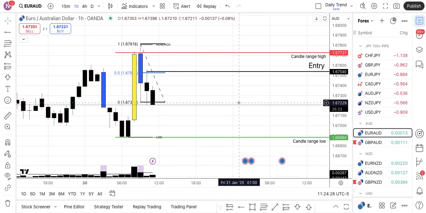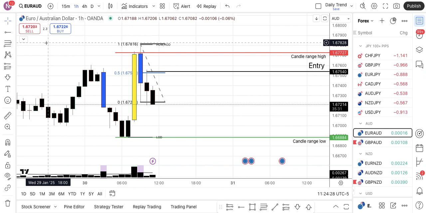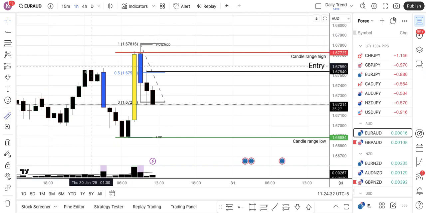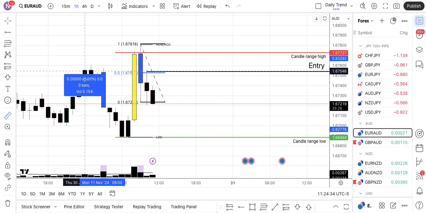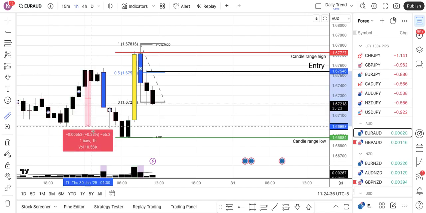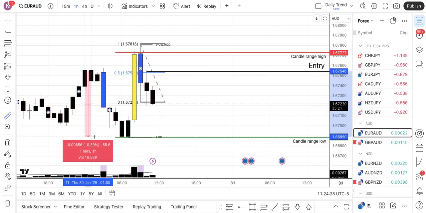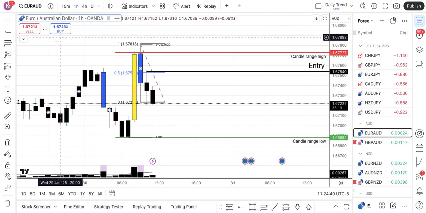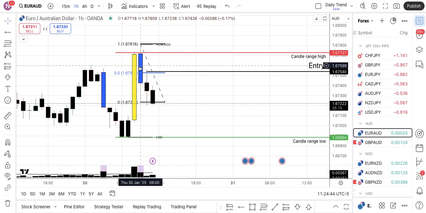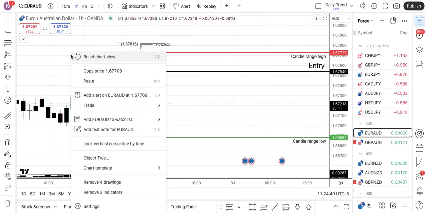Obviously, I missed it. I'm not going to chase this trade. But yeah, that would have been the ideal entry. And from that entry to the bottom of the range, if it hits, would be good for 65 pips, which is great in my book. But again, I just missed this one, so I can't take it. Sometimes that'll happen. Nothing I can do about it. Oh well. All right, so I'm going to get rid of this.